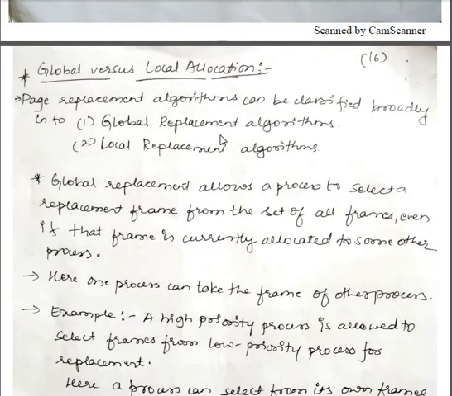should be found. So to find a free frame in global replacement, frames of all the processes are considered. Global means everything. So the frames of all the processes will be considered here, and from all those processes, one frame is selected as a victim. Maybe that frame is currently being used by another process. No matter whether it is used or not used by another process, in global replacement the frame is selected from the set of all the frames of all the processes. So this is called global replacement.